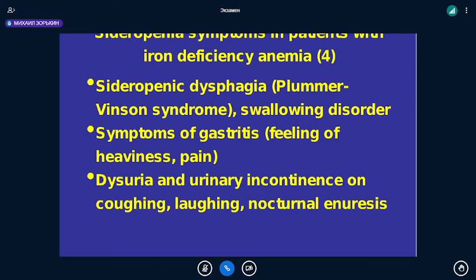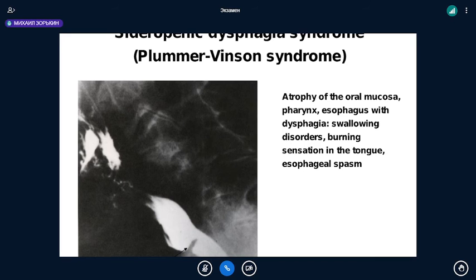Also, dysphagia can be caused by the sideropenia, a swallowing disorder, as well as dysuria and urinary incontinence on coughing and laughing. During the night, nocturnal enuresis can also happen. Well, I told you about the additional instrumental methods for the anemia conclusion.